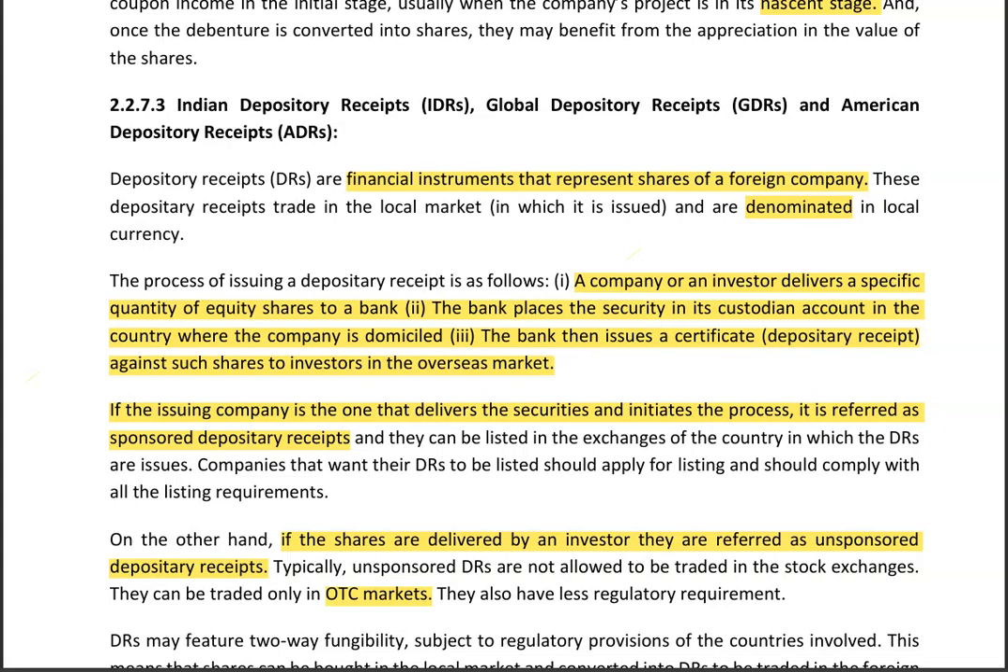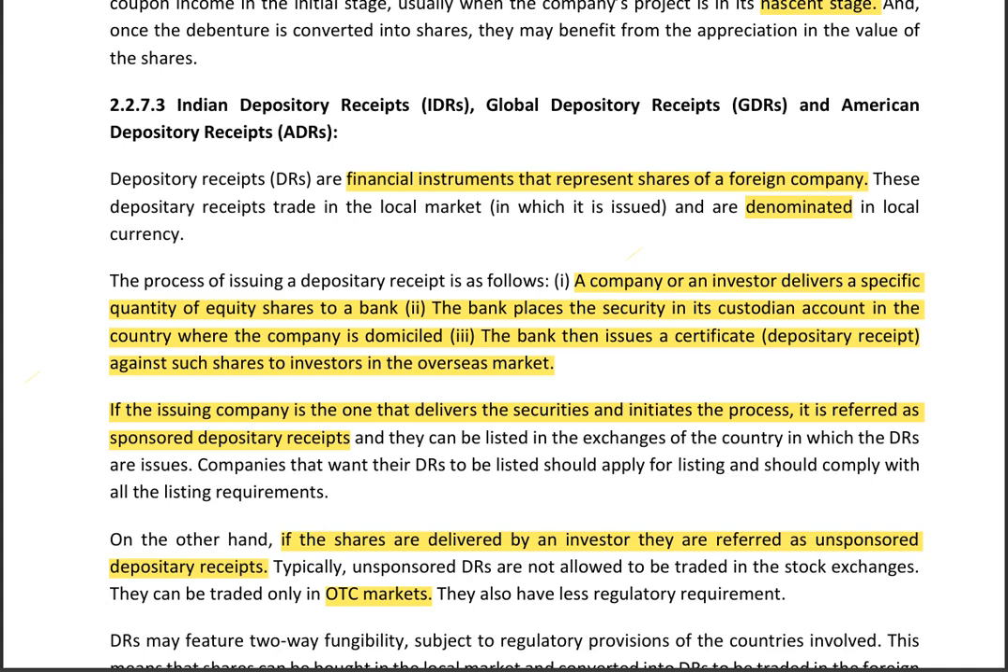These depository receipts trade in the local market and are denominated in local currency. Got it? In simple terms, if you want to buy shares of a foreign country, you could not buy directly. Now you can buy directly, but earlier you generally bought via depository receipts. Let's see the process of depository receipts.